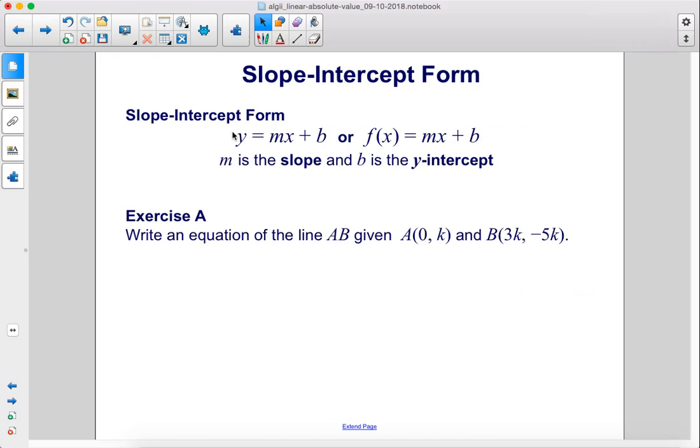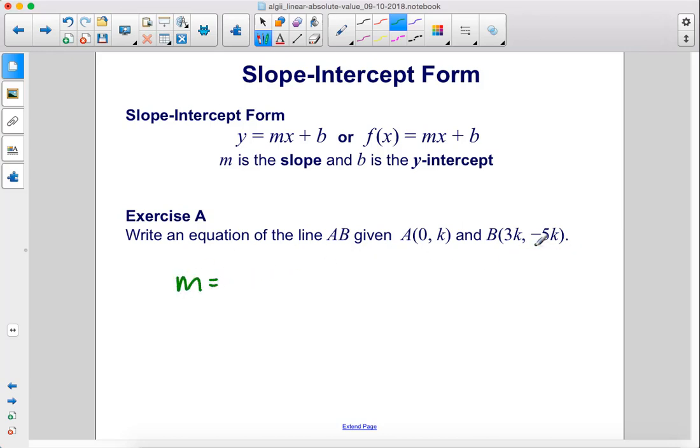Here we have slope-intercept form, y equals mx plus b, or f of x equals mx plus b, where m is the slope and b is the y-intercept. Exercise A. Write an equation of the line AB given point A is at 0, k and B is at 3k, -5k. First, we can solve for the slope.